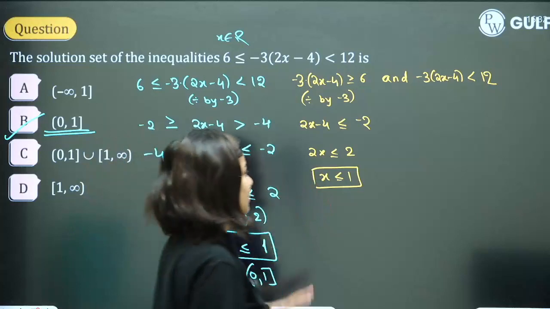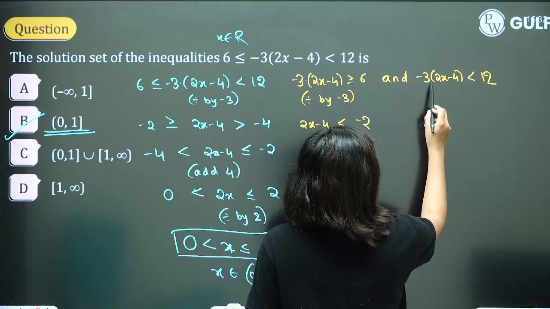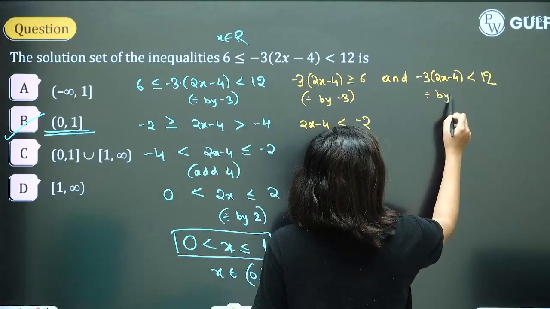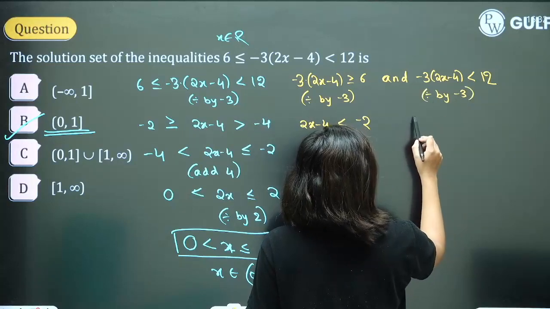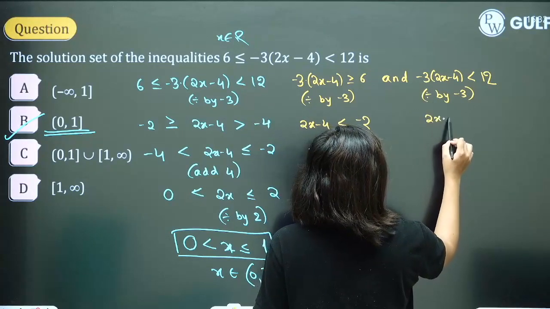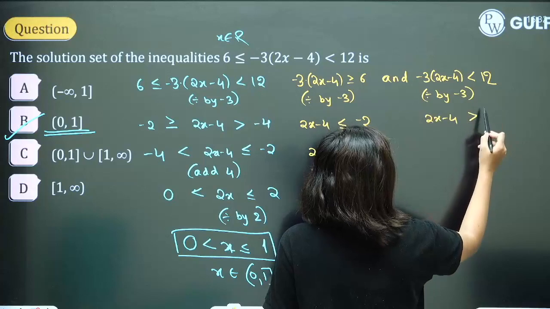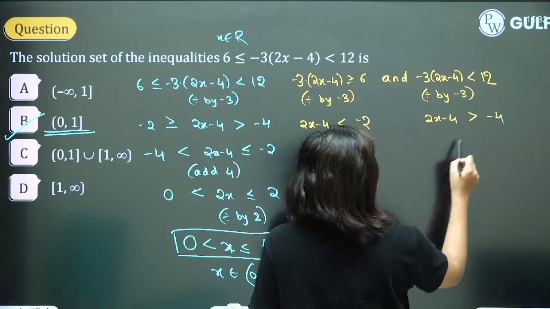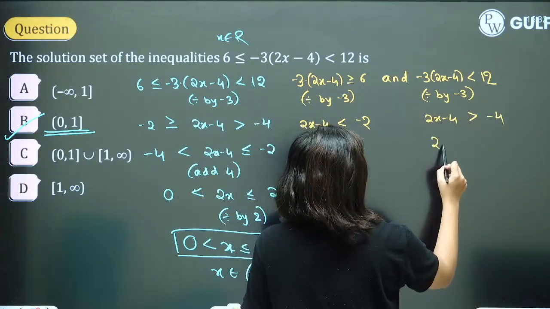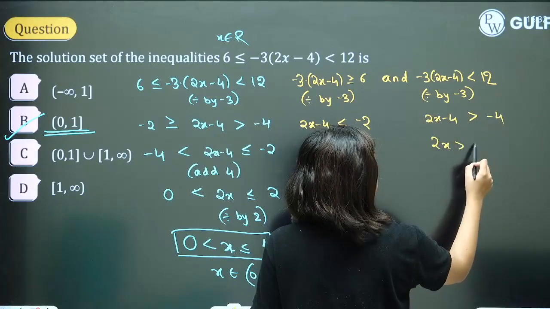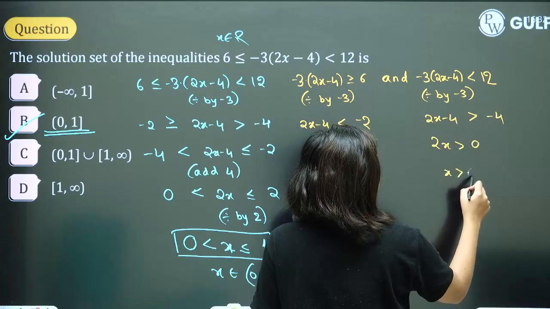Okay, perfect. Next part. Dividing by minus 3 as usual. Dividing by minus 3 will change your inequality to greater than. 12 upon minus 3 is minus 4. Minus 4 goes on the other side. 2x is greater than minus 4 plus 4, which is 0. And x is greater than 0.